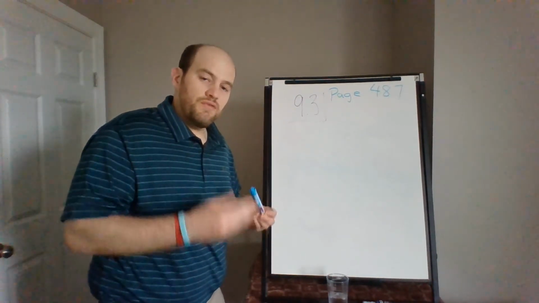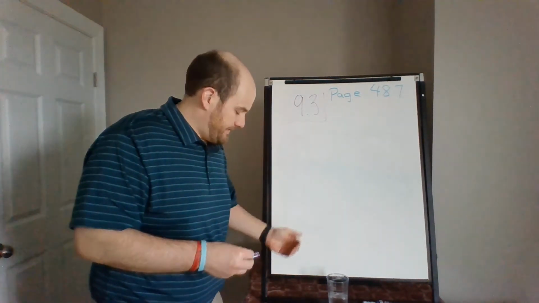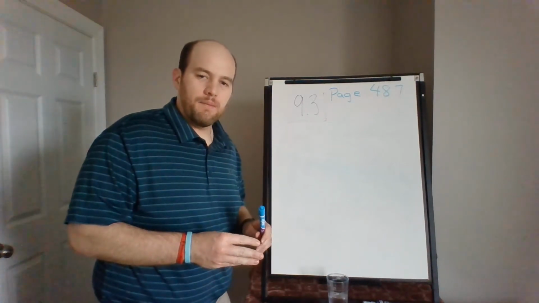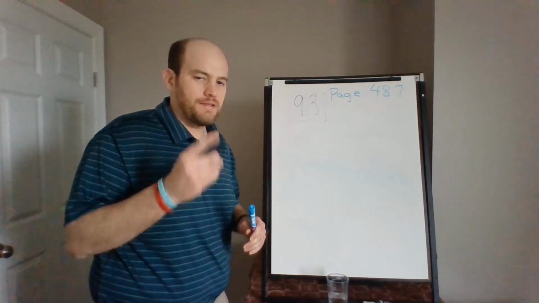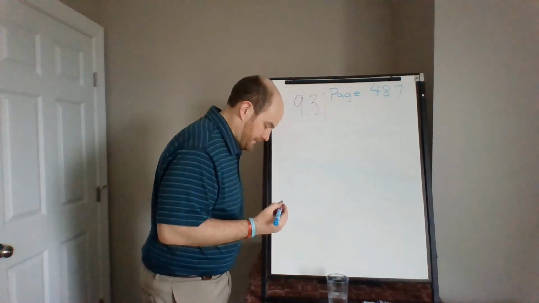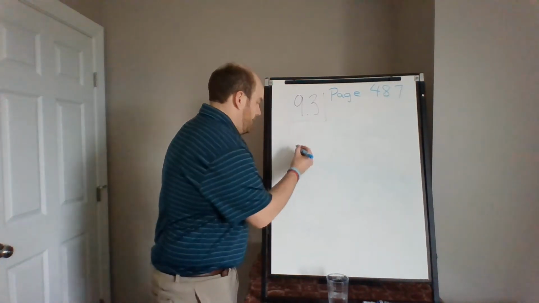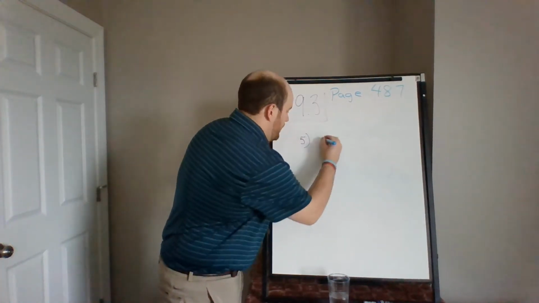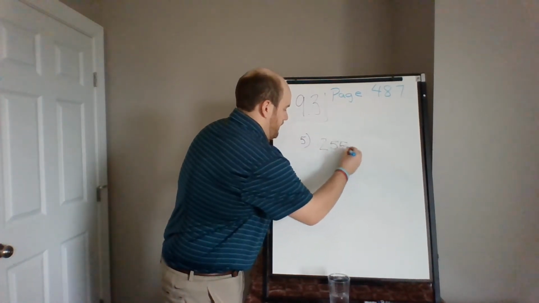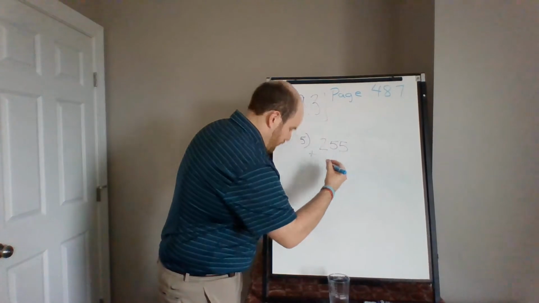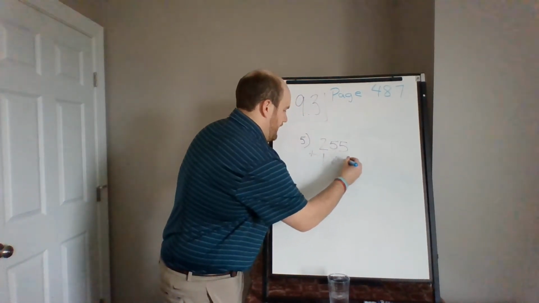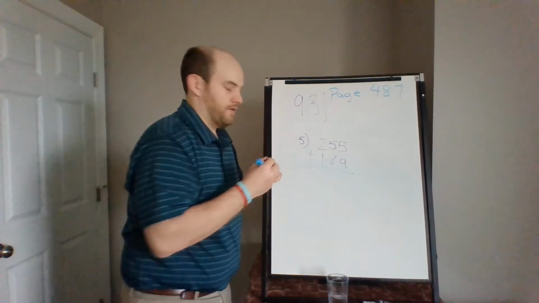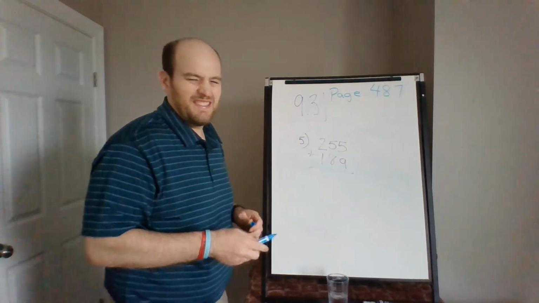Pretty easy. I'm going to do 5 and 6 again. And then down below, I'm just going to do the even numbers. Okay. Because on the homework page, I'm going to give you something to do just the odds. Okay. So 5 is, what does 5 look like? 5 is 255 plus 189. Ooh, throwing us some curveballs here, a little tough ones, a little difficult.